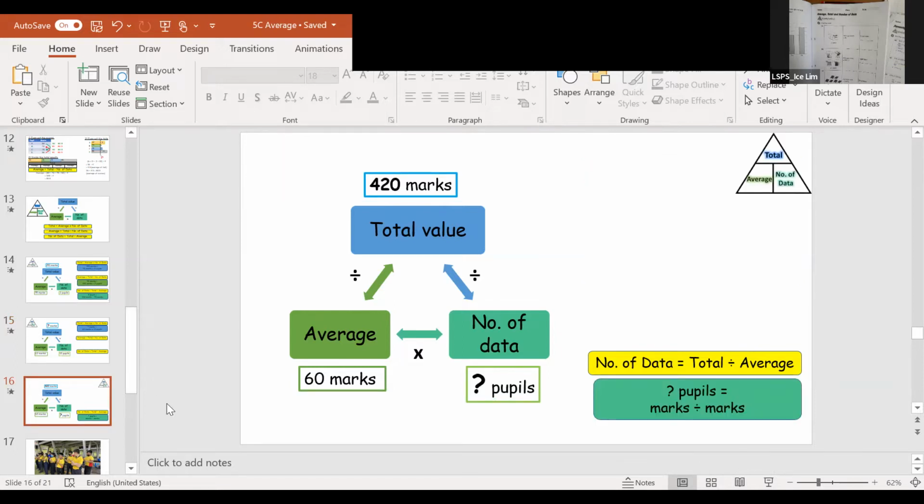This one, now let's change the question. The question is now, I give you the total. I don't know how many people there are. But I have the total marks, and some people, I don't know how many. I add up the total marks, I find the average. The average is 60 marks. How many people are there? Total divided by 60. Is it okay? Is it difficult to understand?